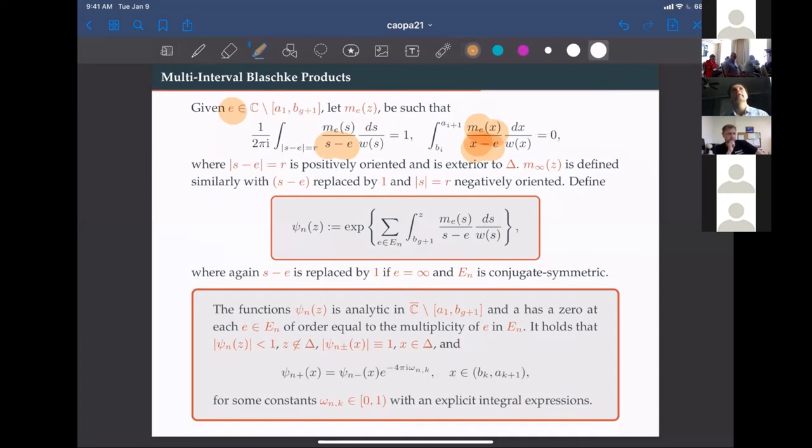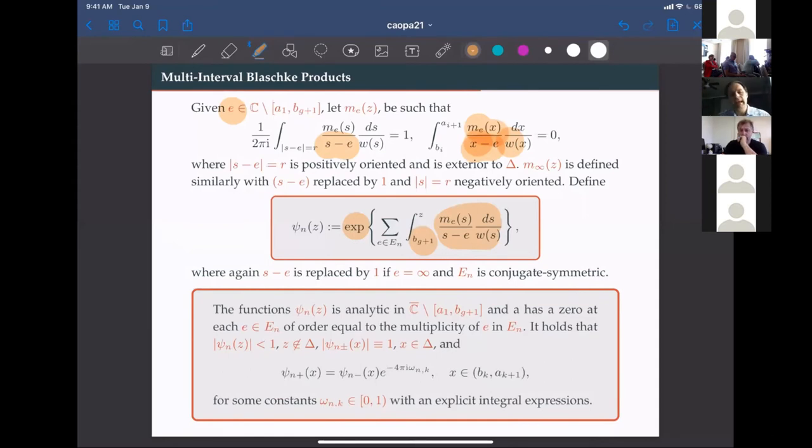And again, these polynomials have a potential theoretic interpretation. M infinity divided by W is simply the equilibrium measure on delta, and M_E divided by W, if E is on the real line, is an equilibrium measure in the field generated by the delta mass of E. If I select such polynomials, then I can take this exponential and take the sum over all points in the interpolation set of the factors M_E of s divided by (s minus E) multiplied by W, integrated from the leftmost point to z. So if I do that, what's going to happen?